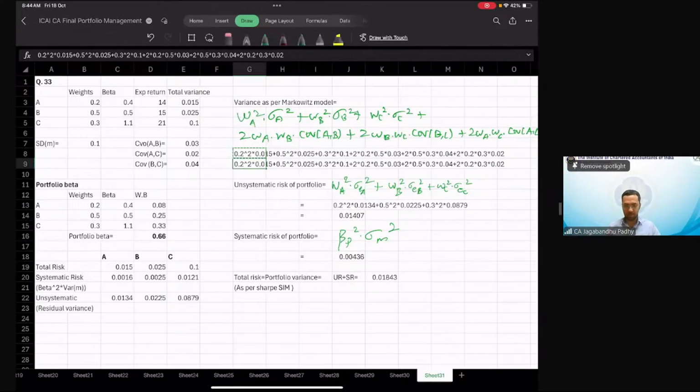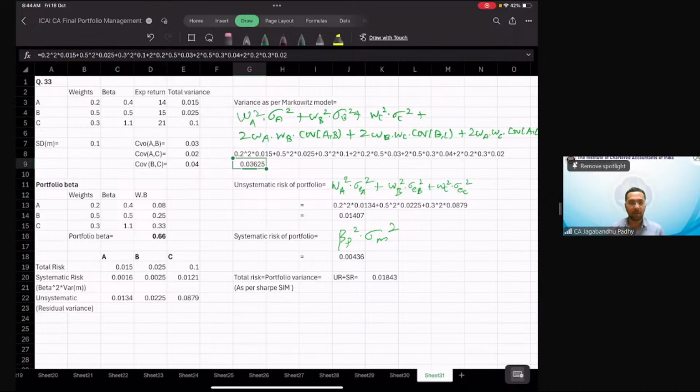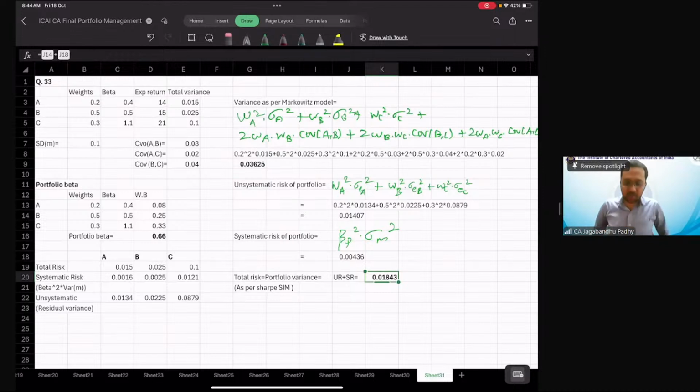So this is the same term. I just need to place an equal to, and we get this as 0.3625. So of course, there is a difference in the portfolio risk calculation because of the statistical reasons. But yes, there are 2 different methods to compute the portfolio risk.